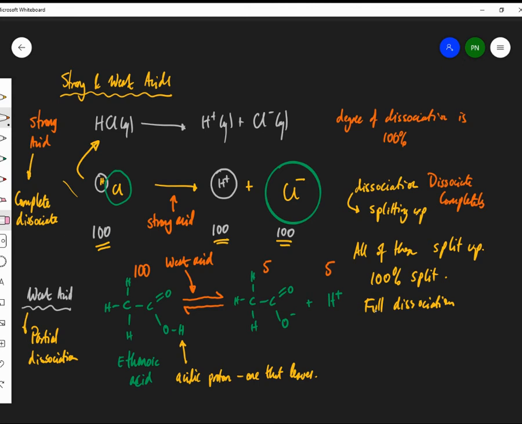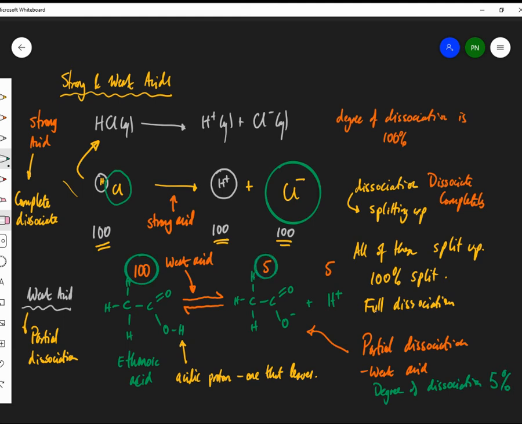Does that make sense? So this one is a partial. This one has partial dissociation. And because it has partial dissociation, we call it a weak acid. The degree, this is a bit above our pay grade, but the degree of dissociation in this case is, we say it's 5%, because for every 100 we only get 5, but for a strong acid it's 100% dissociation. Are we all good with that?